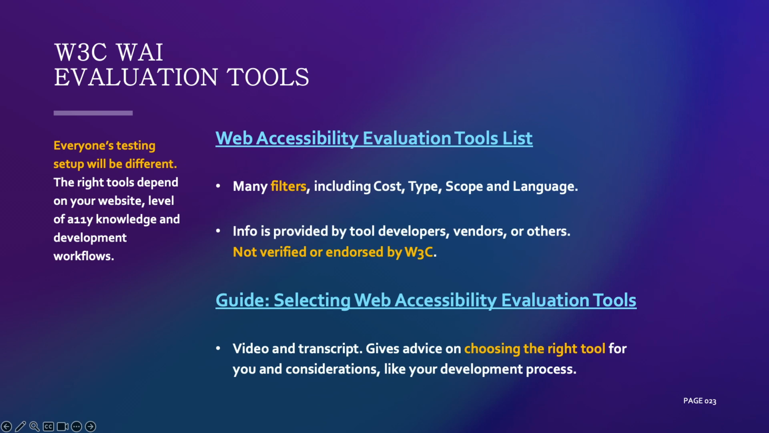I did also go to the source, the W3C, the Web Accessibility Initiative. And again, disclaimer, everybody's setup is going to be different. These have filterable lists, with a lot of filters. You can search by cost, type, scope, and language. But everything that's in that list is not vetted. Nothing in it is vetted. It's all submitted by the folks. So if it was the tool developer, they could submit something, and they don't verify or endorse anything there.